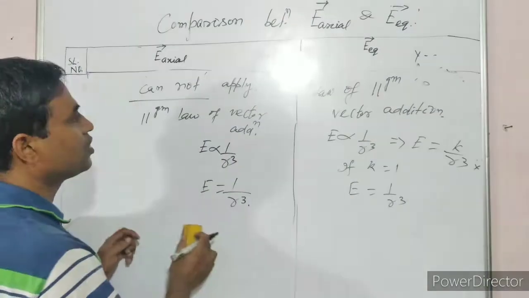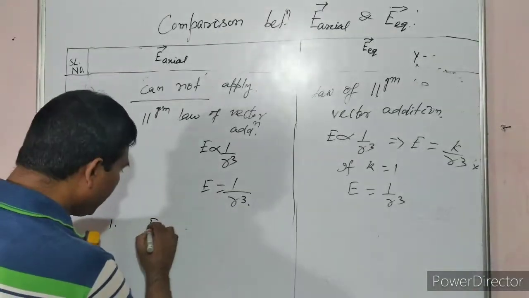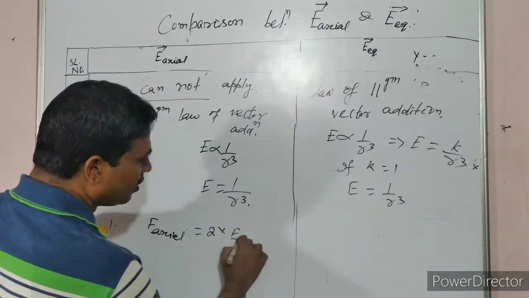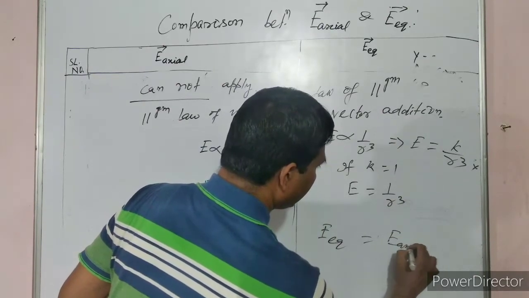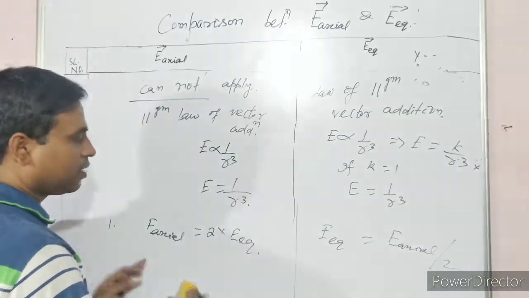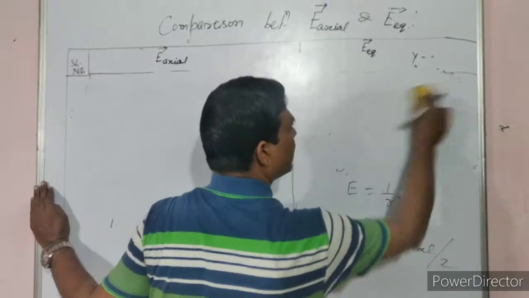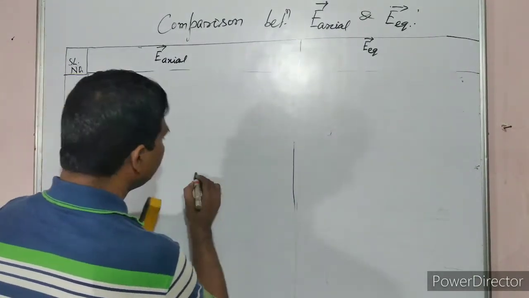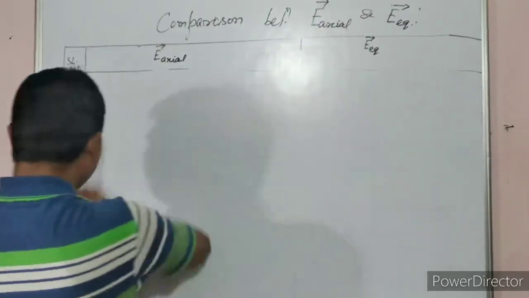Now the question is, if you find the relation between them, what happens? E axial is equal to 2 times E equatorial. So E equatorial is equal to E axial by 2. Yes or no? So now, one important thing: let us try to draw the equatorial line and axial line. As you know, I am using this. If it is not visible, write in the comment box.